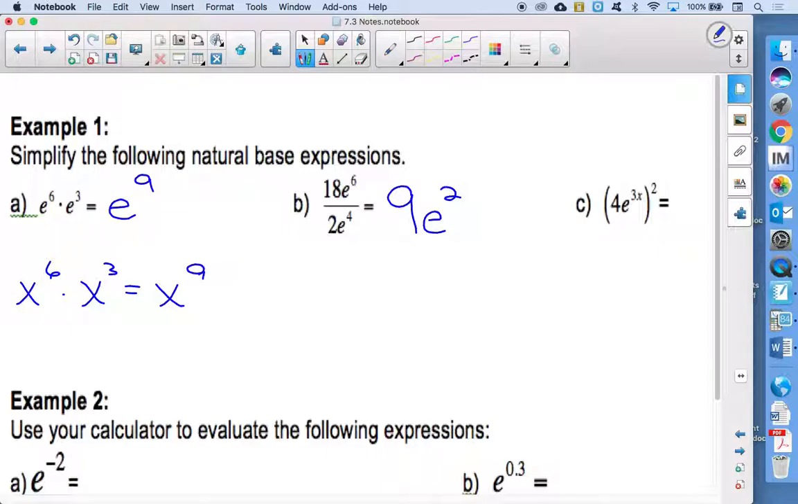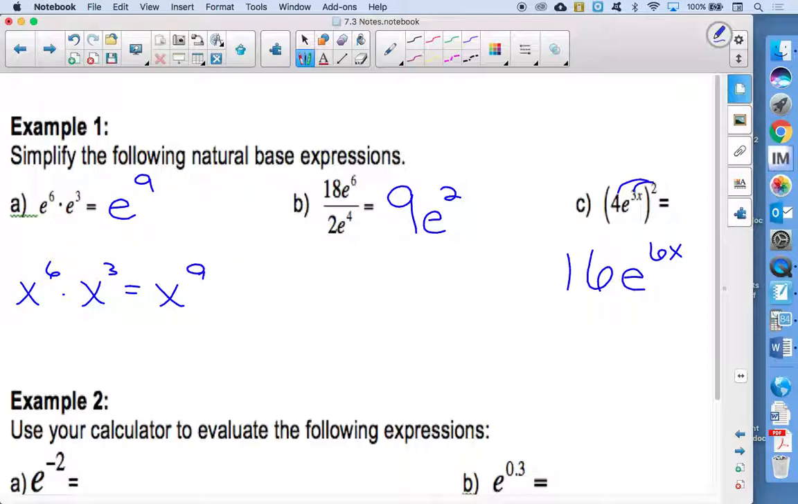The third one, we have 4e to the 3x, and then that's squared. So Libby, what do you think you do with the squared? You would put it to the other one, so the 2 would go to the 3x, or 6x. Yeah, it becomes a 6x. So you multiply your exponents when you have a power outside the parentheses. So the 4 is just squared because there's really a 1 sitting there, 4 to the first, so now it's 4 squared.